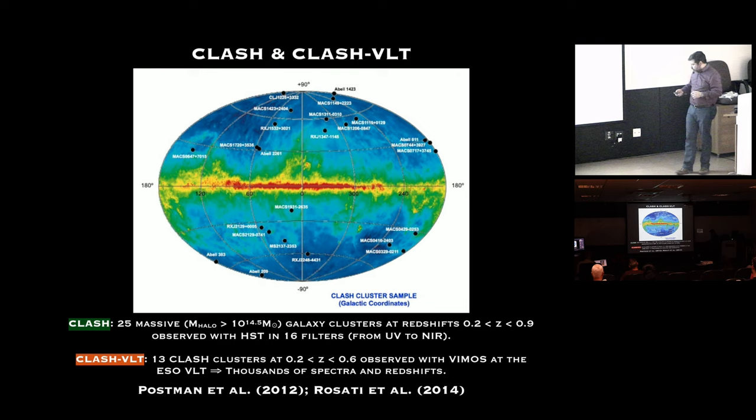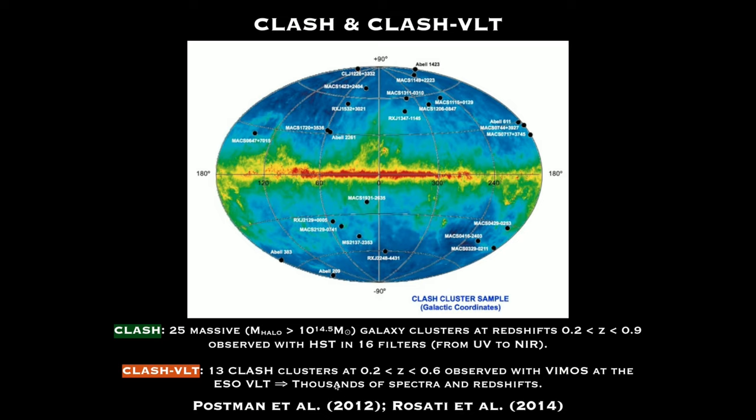They were observed with VIMOS, an instrument that is no longer available, where we were able to get thousands of spectra and redshifts. So this has been probably the most comprehensive set of observations of clusters at intermediate redshift, intermediate to low, maybe for people working on AGN at high redshift. Even redshift one or two for clusters, which is high redshift for clusters, is low redshift for them. But that's also to say that the context is important.